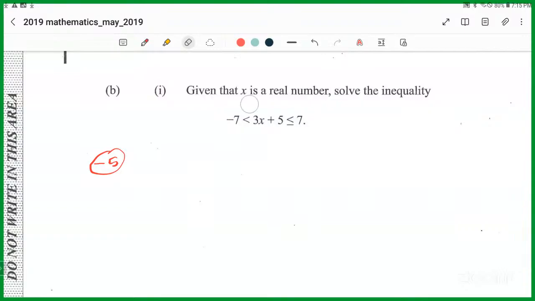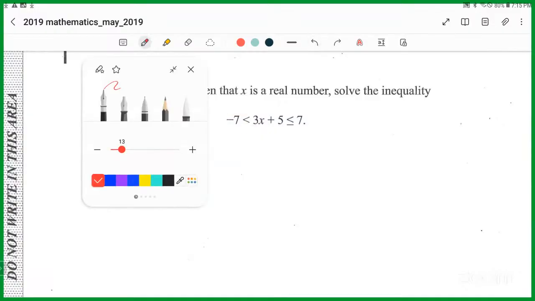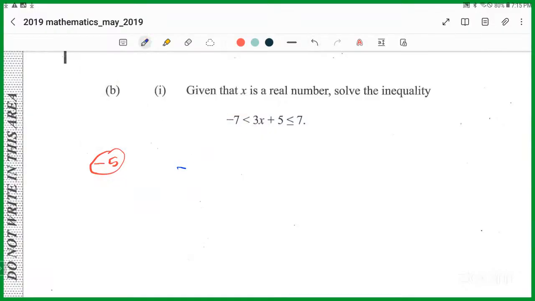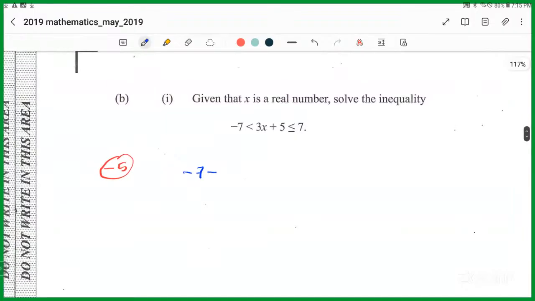This thing has 3 sides: the left, the middle, and the right. You subtract 5 from this side, and it becomes negative 12. Negative 5, negative 7, and minus 5 more, that's negative 12. So this side becomes negative 12.